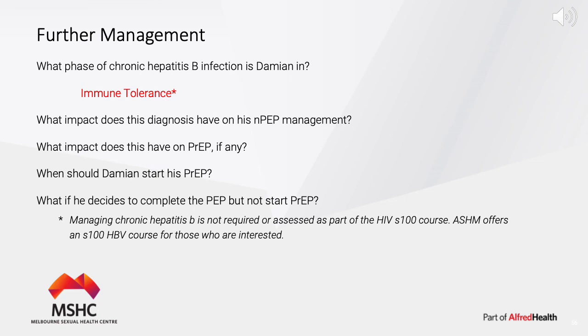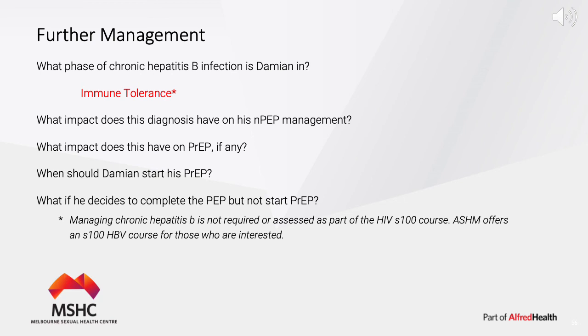What impact does his having hepatitis B have on his NPEP management? None, because taking NPEP for a month does not result in flares of hepatitis B. But if he's on PrEP, then it will, because he cannot use on-demand PrEP. And when should Damian start his PrEP? He should transition immediately from NPEP to PrEP, okay?